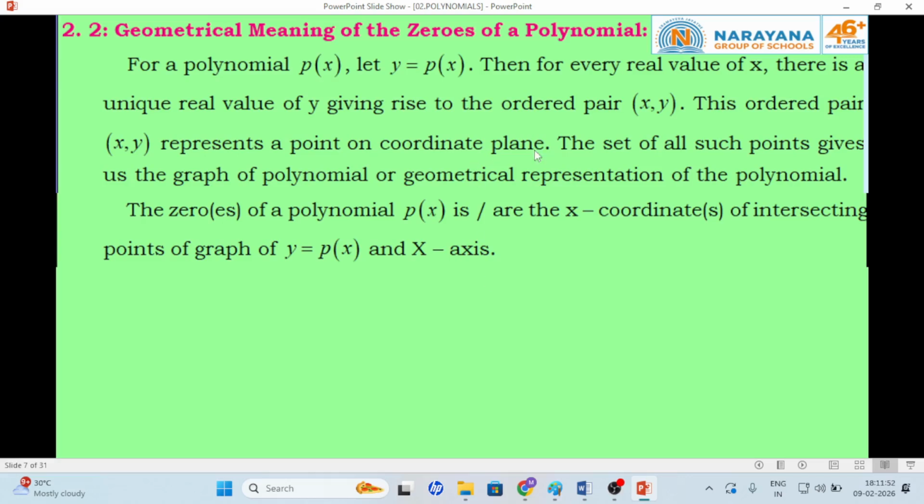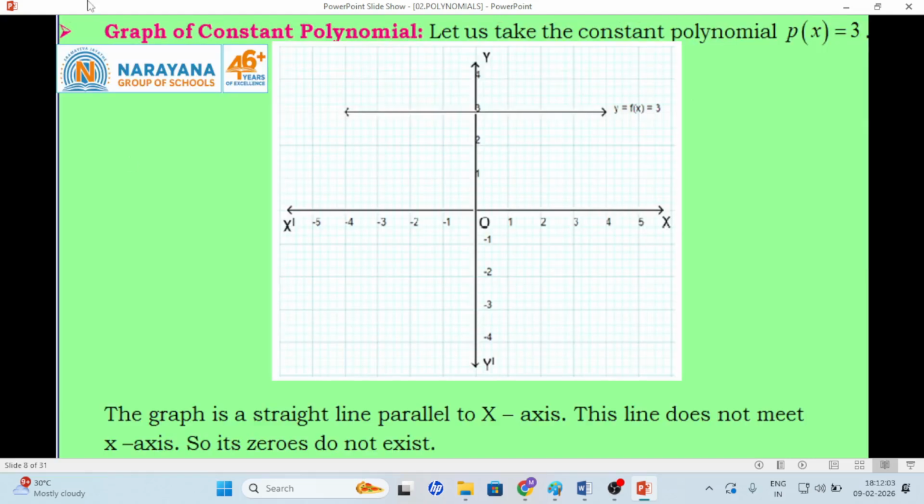Then, what is the geometrical meaning of the zeros of a polynomial? When the graph cuts the x-axis, that particular value is considered the zero of the polynomial. See this. Here the entire polynomial graph cuts the y-axis at only one place. So here there are no zeros.